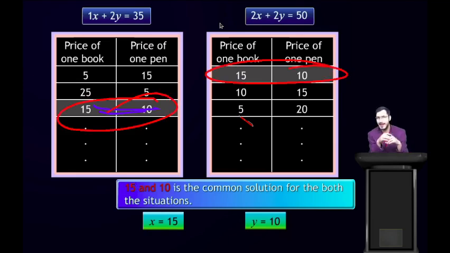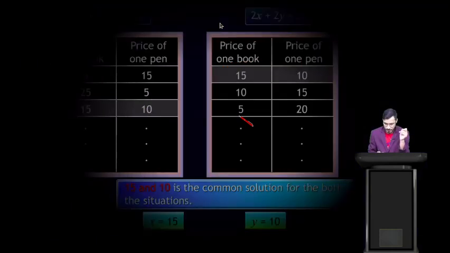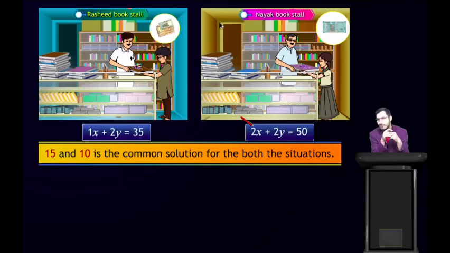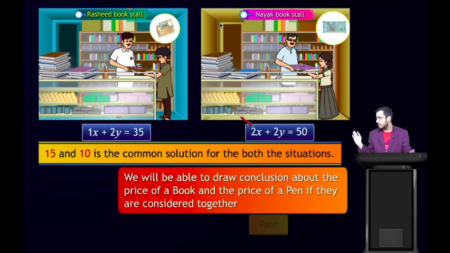So 15 and 10 is the common solution for both the situations. That means x is equal to 15 and y is equal to 10. So here, yes, 15 and 10 is the common solution for both the situations. We will be able to draw a conclusion about the price of the book and the price of the pen if they are considered together. Okay, so that is the basic point here.